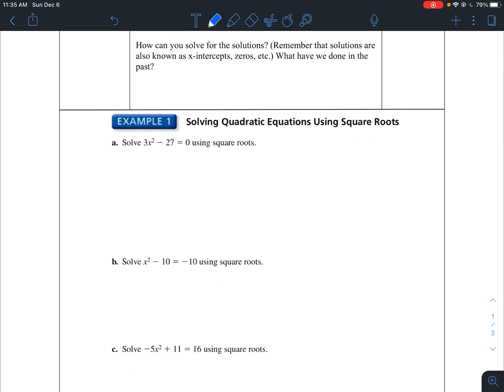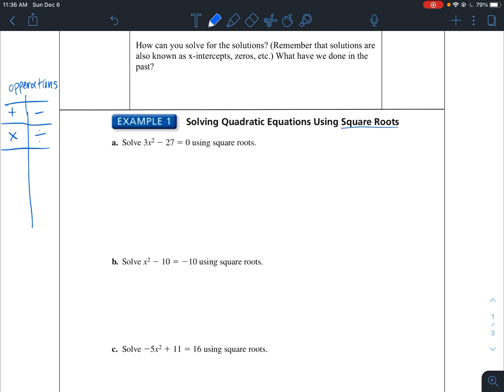So in this first example, we want to solve the equation using square roots. Like I've said before, there are inverse operations. So for instance, you have addition. If you have addition, well, the inverse of addition would be subtraction.